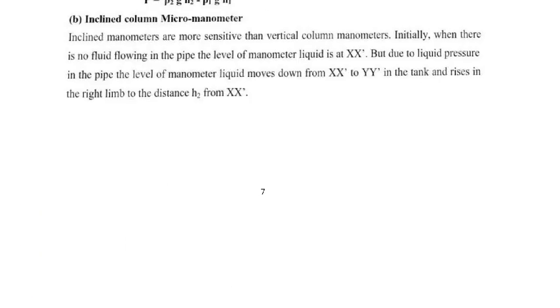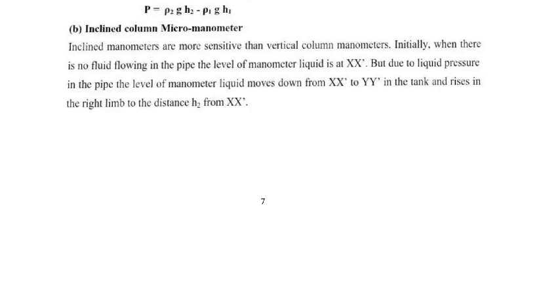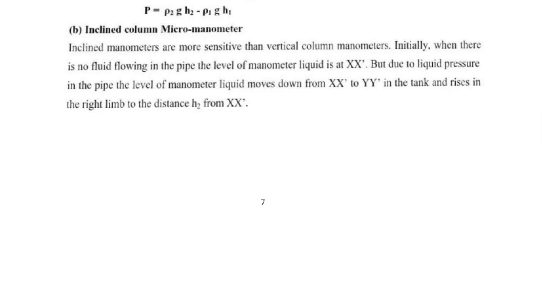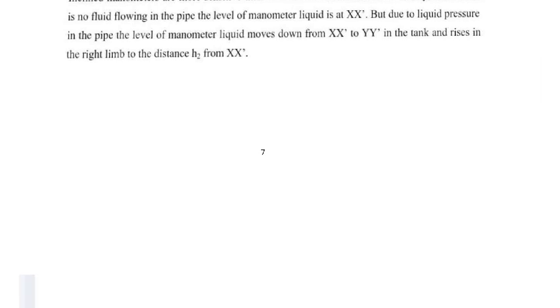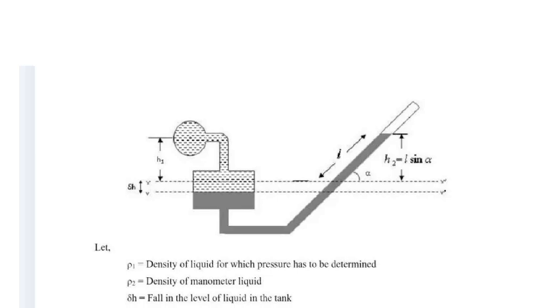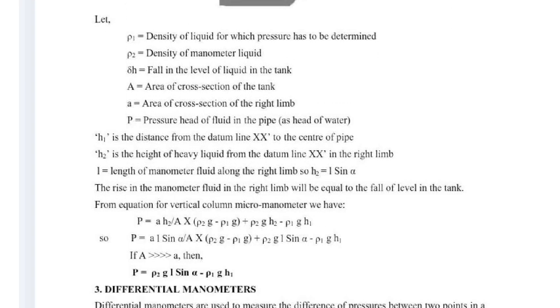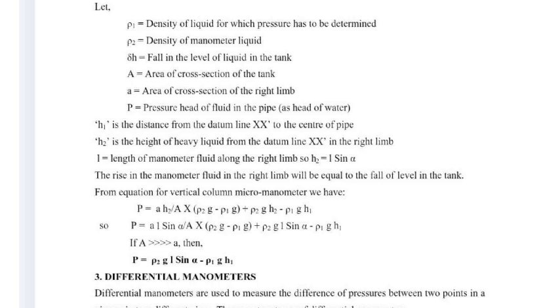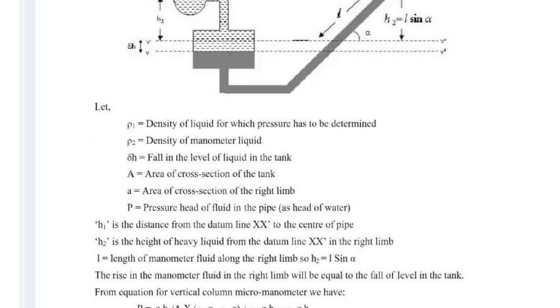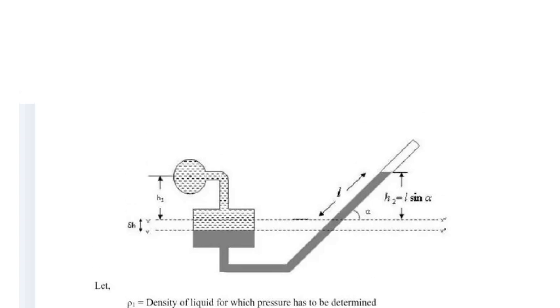This is the other type, the inclined type manometer or micro manometer. The inclined type manometer is more sensitive than the vertical. Initially, when there is no fluid flowing, this is the level of the micro manometer. But due to liquid pressure in the pipe, the level of the manometer moves from xx to yy. Suppose in the previous one the pipe was not inclined, but in this one it is inclined. Rho is density. No need to derive this formula, only memorize this diagram and how to measure the pressure for the inclined type.